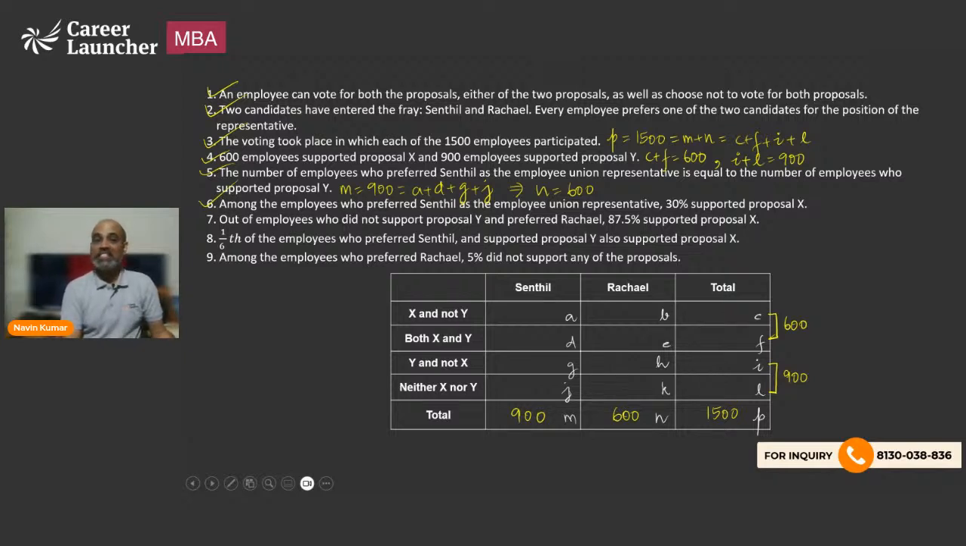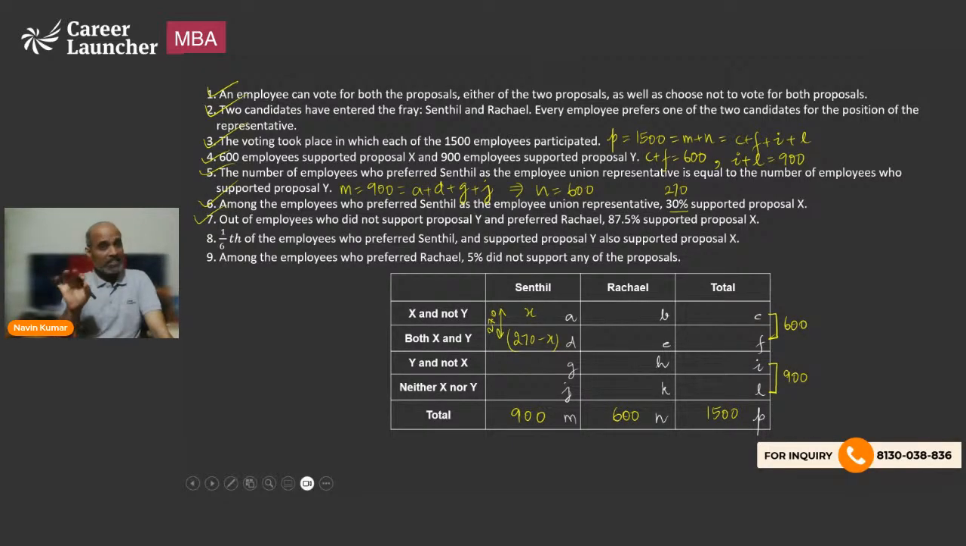Among the employees who preferred Senthil as the employee union representative, so we are talking about the people A, D, G, J, right? These are the employees who prefer Senthil as the employee union representative. That is 900. 30% of that, that is 270, supported proposal X. So can we say the sum of these two is going to be 270? So if I say this is X, this is 270 minus X. Right? Okay.